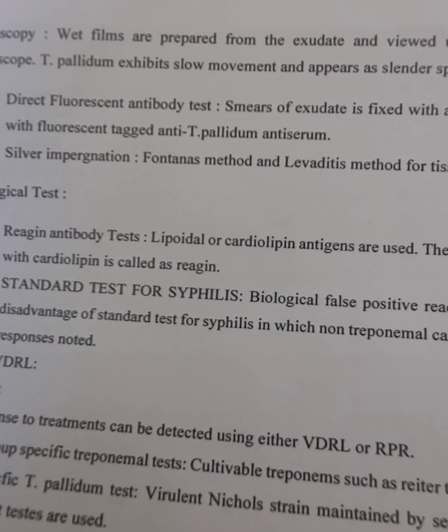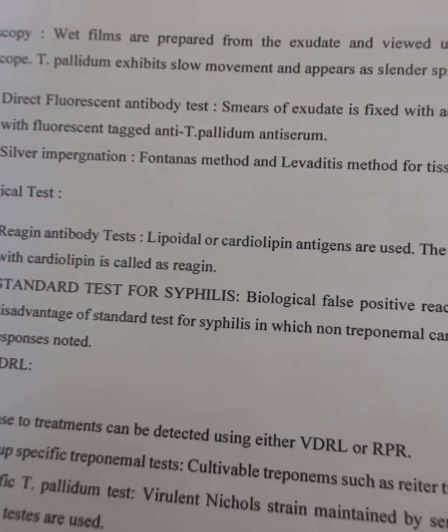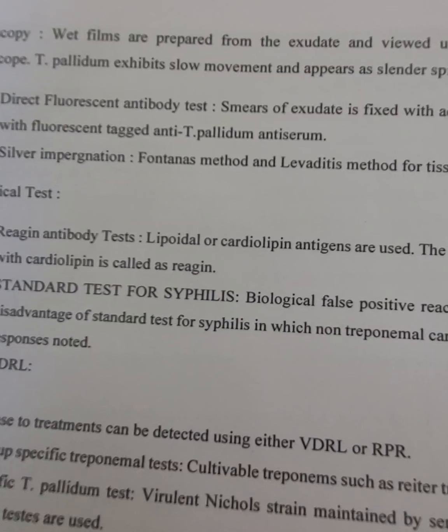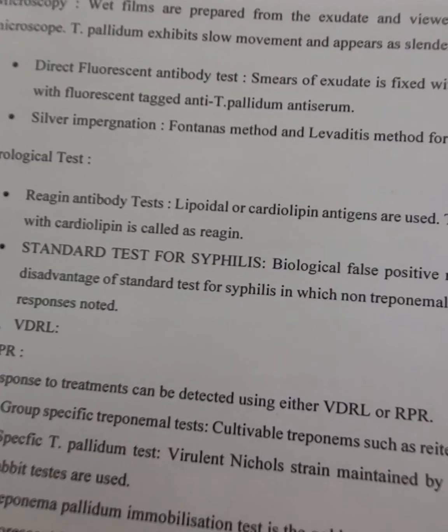In direct fluorescent antibody test, you tag the antibody with fluorescent dye and put it onto the smear. It fluoresces under the ultraviolet microscope. Fontana's silver impregnation and Levaditi's methods are used for staining in tissues.